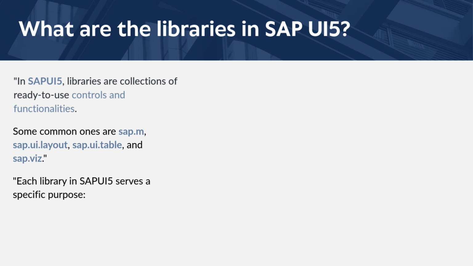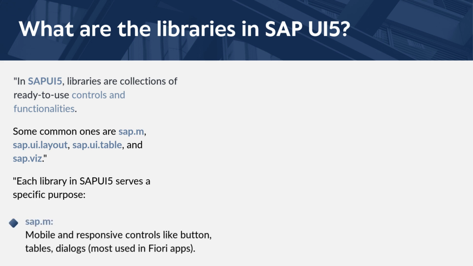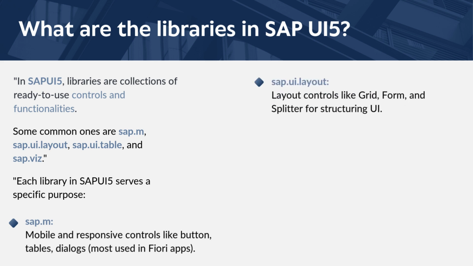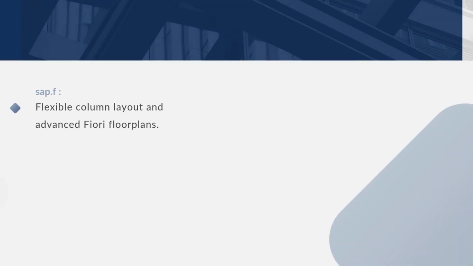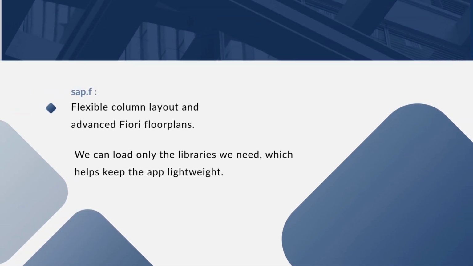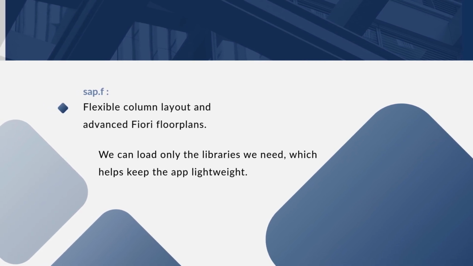The first one is sap.m. It is used for mobile-friendly and responsive controls. The second one is sap.ui.layout, which is used for layouts like grid, form, and responsive layout. The third one is sap.ui.table, which is used for advanced table controls for large data sets. The fourth one is sap.viz, which is used for charts and visualization. The last one is sap.f, which is used for flexible column layouts for complex apps.